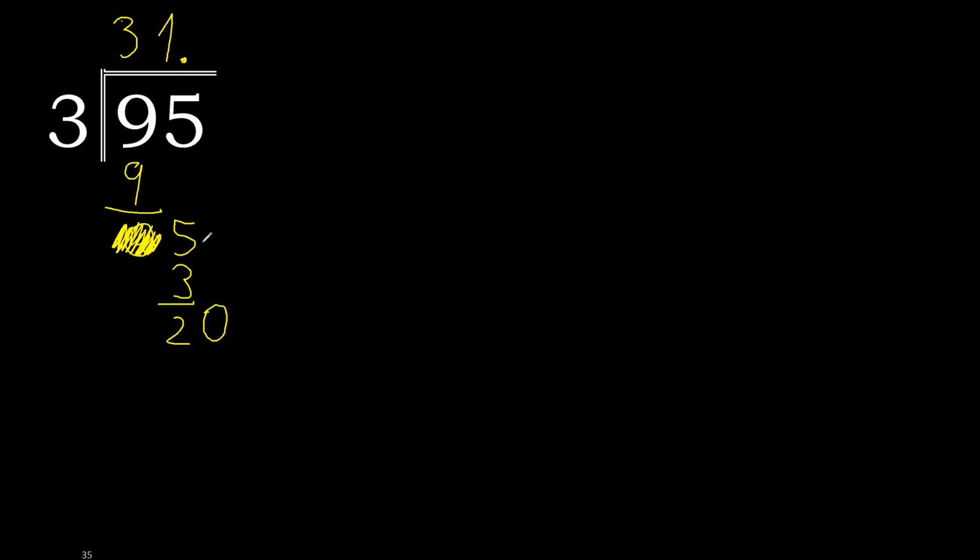Here, point. 0, point. 20. 3 multiplied by 7 is greater. Multiplied by 6 is 18. Okay. Subtract. Complete, always complete with 0. Point is here. Okay. 20. 3 multiplied by 6, 18.